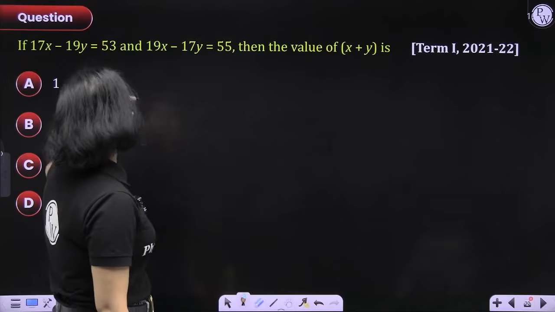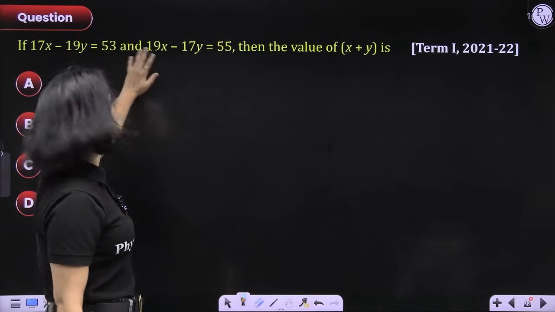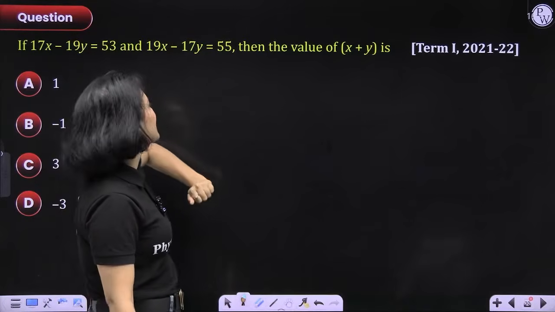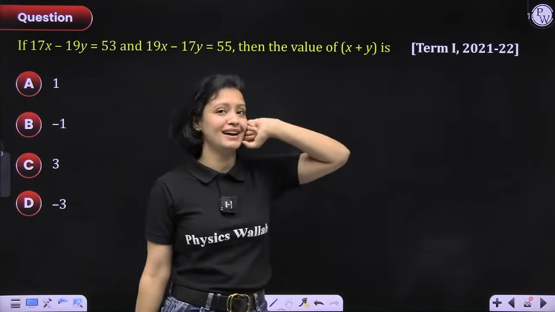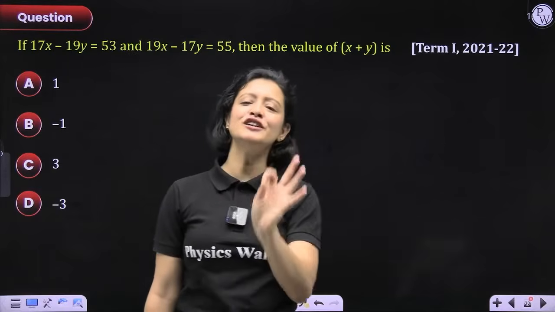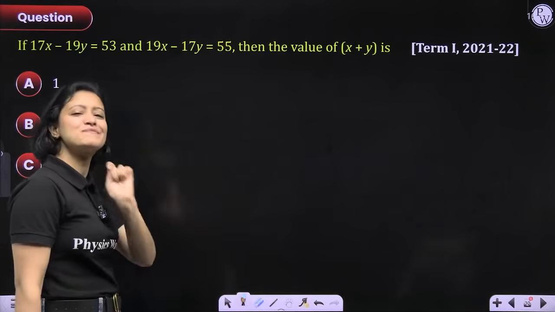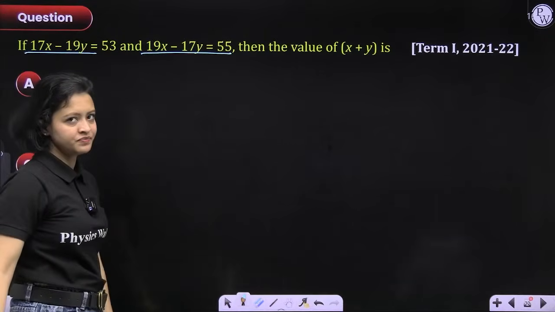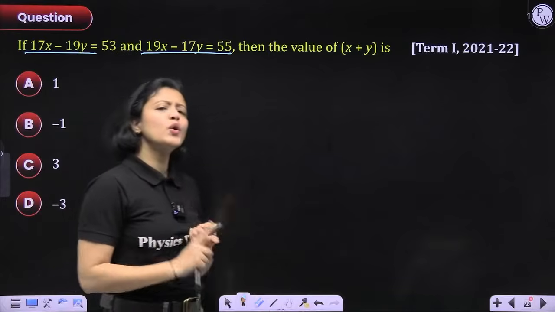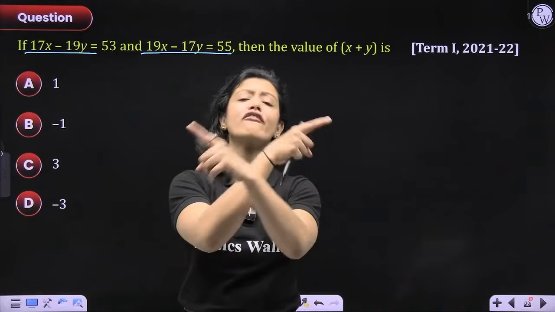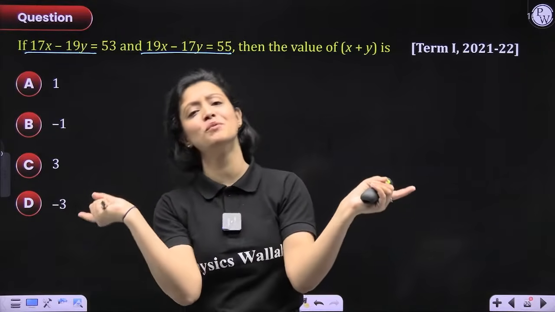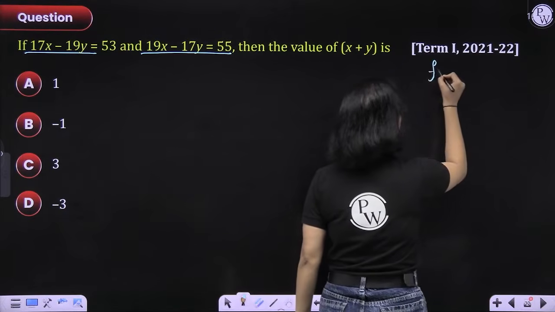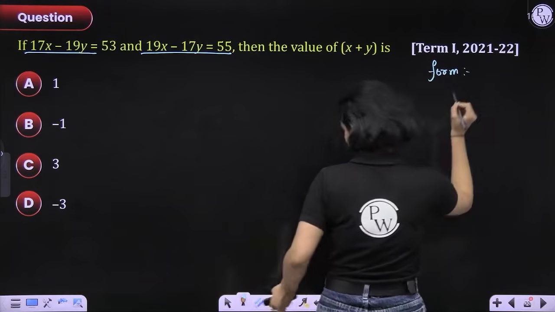Okay, this one's interesting, guys. 17x minus 19y is given as 53. 19x minus 17y is given as 55. The value of x plus y is asked. Okay, so first of all, there is something really important about these two linear equations that are given to us. What is important? Notice how the coefficients of x and y are getting interchanged in both of these equations. That means both the equations have this form. What form, everyone? This form here.